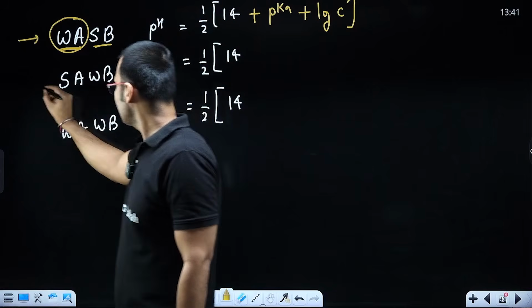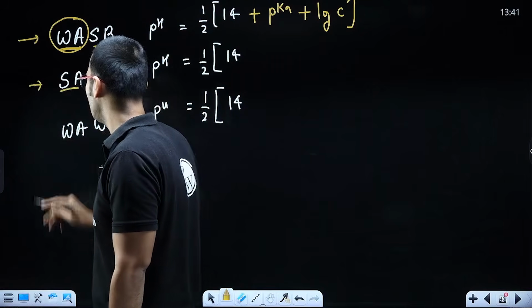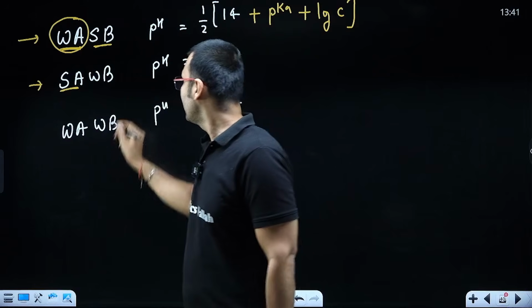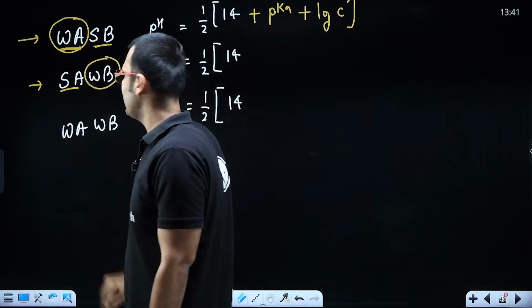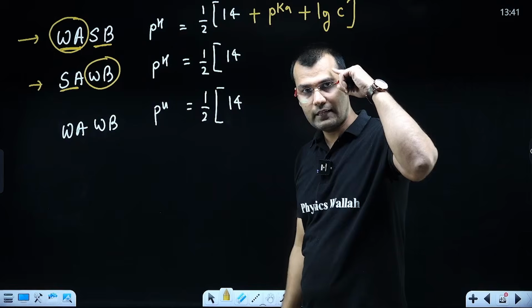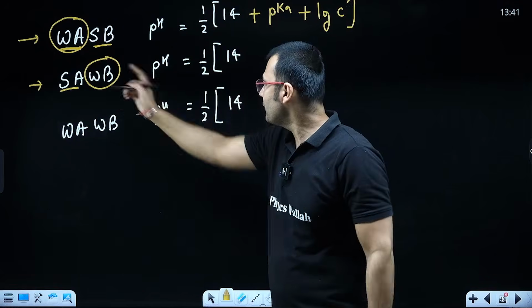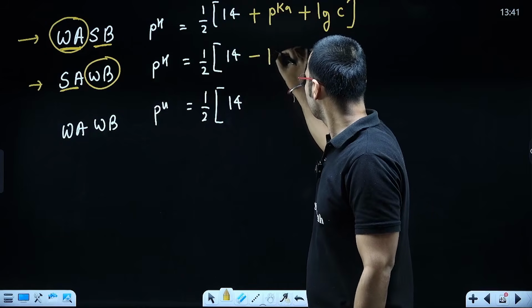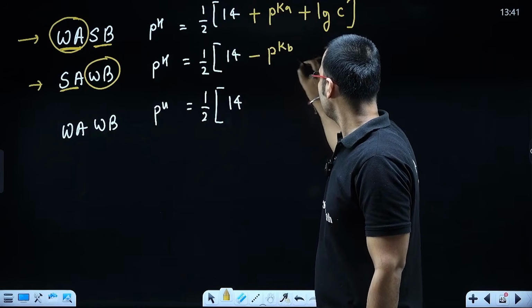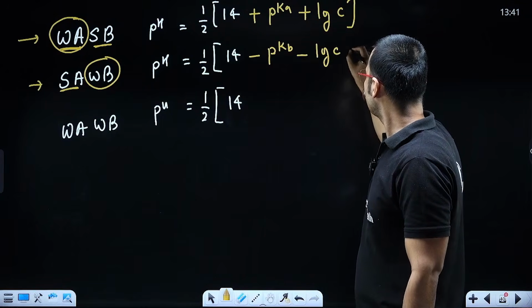Similarly, in the second case, if you notice, the acid is strong, so you won't have any term of acid here. But the base is weak, so you will have terms of base. And for base, minus: acid plus, base minus. So for the weak base, I will write minus pKb of the weak base, minus log C.